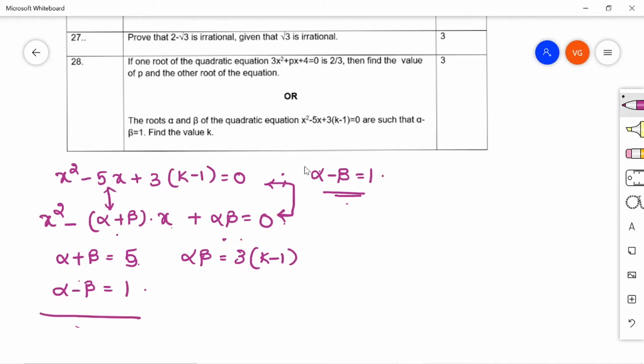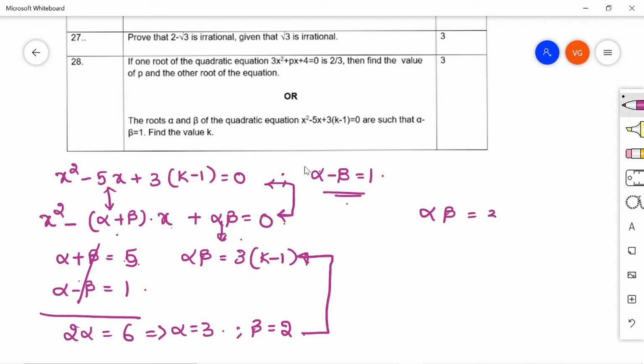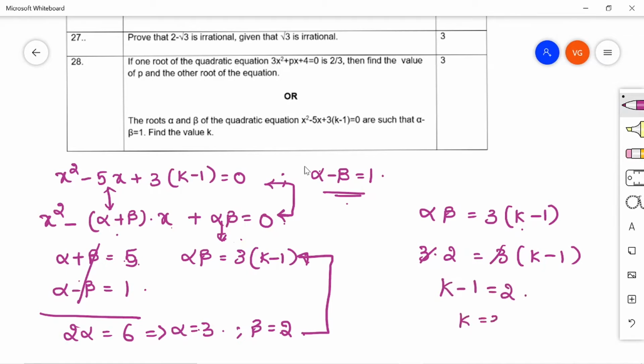Solve this one to find out the value of alpha and beta here. So 2 alpha is equal to 6. Then alpha is equal to 3. Put it back in the equation. Then we'll get beta value is equal to 2. Right? So now substitute alpha and beta in this relation, that is the product. Alpha into beta is equal to 3 into k minus 1. I need the value of k, no? So alpha into beta, that is 3 into 2 is equal to 3 into k minus 1. So 3 will get cancelled. k minus 1 is equal to 2, or k value is 3 here.